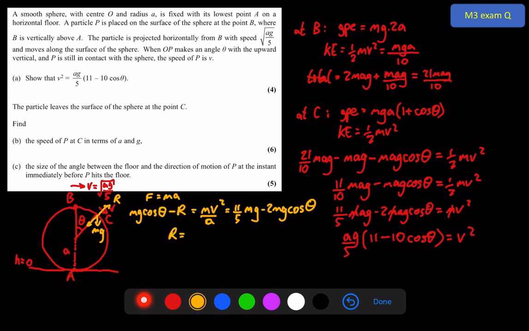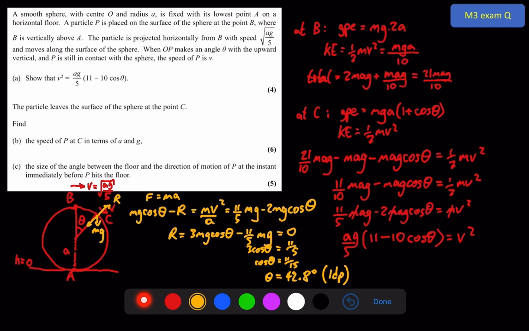So R is equal to 3mg cos theta minus 11/5 mg. And the key point here, when it leaves the surface of the sphere, is when the normal contact force has become 0. So this equals 0, and then we can find cos theta because the mg's cancel. We get 11/5 on this side and 3 cos theta. Cos theta is equal to 11/15, and theta is equal to 42.8 degrees.